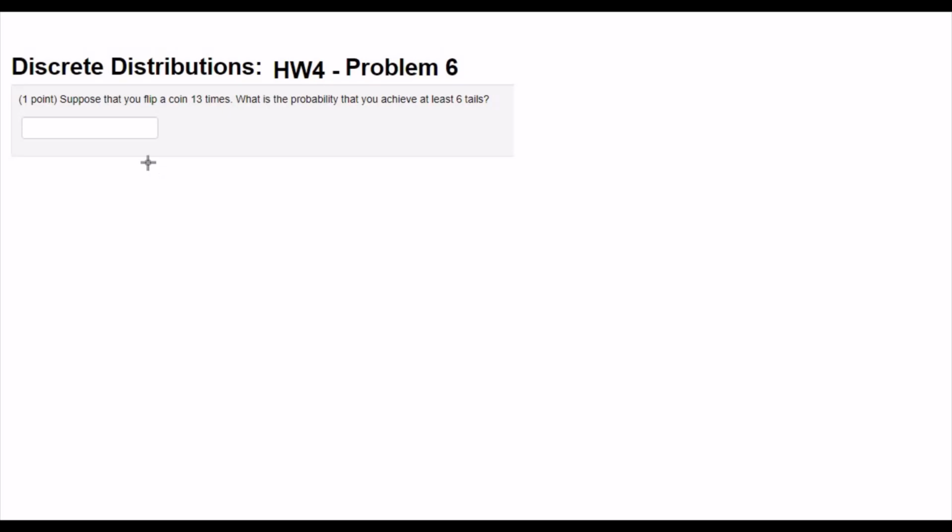Problem number 6. Suppose that you flip a coin 13 times. What is the probability that you achieve at least 6 tails? This is binomial distribution with the parameters 13, 1/2. 13 is the number of trials, 1/2 is the probability of success, which is 1/2 to get tail here.